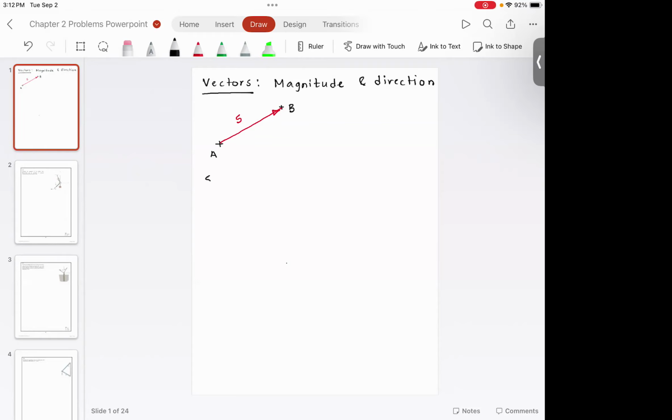Compared to scalars, scalars only have magnitude, so no direction. Now a vector has a tip and the tail. So now please note, you are going from A to B. So you would write starting from A, going towards B. So that is how you will write it.